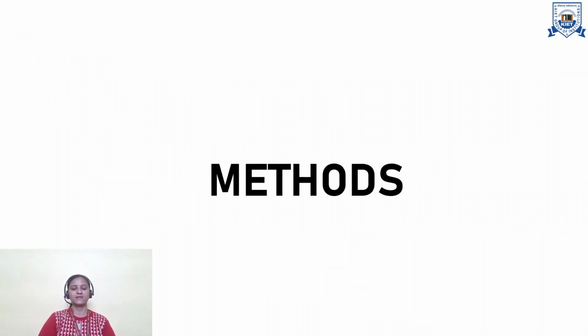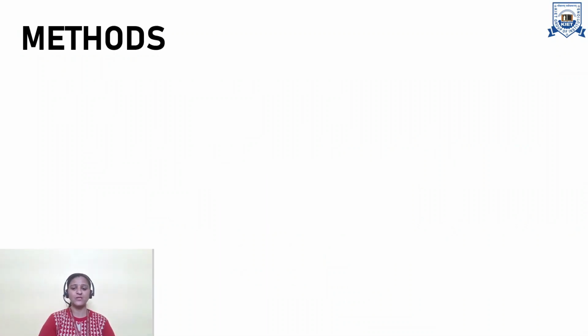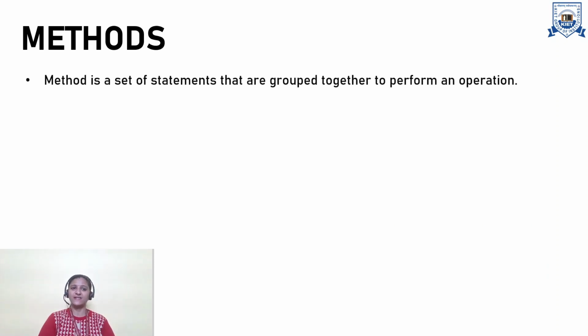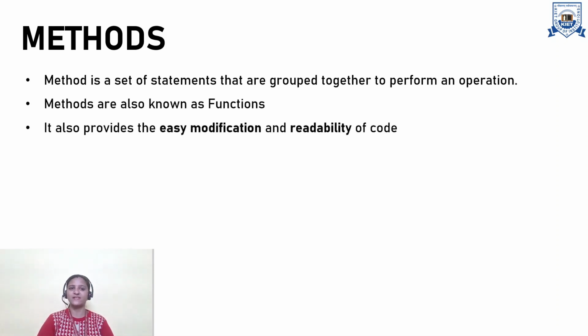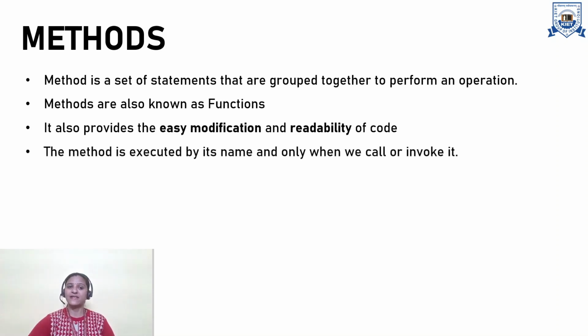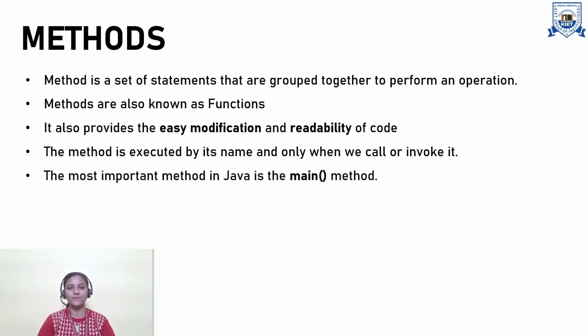Now we move to the next topic, methods. So what are methods basically? A method is a set of statements or a collection of code that are grouped together to perform an operation. Methods are also known as functions. They also provide easy modification and readability of the code. The method gets executed by its name and only when we call or invoke it. It cannot be executed by itself. The most important method in Java is the main method.